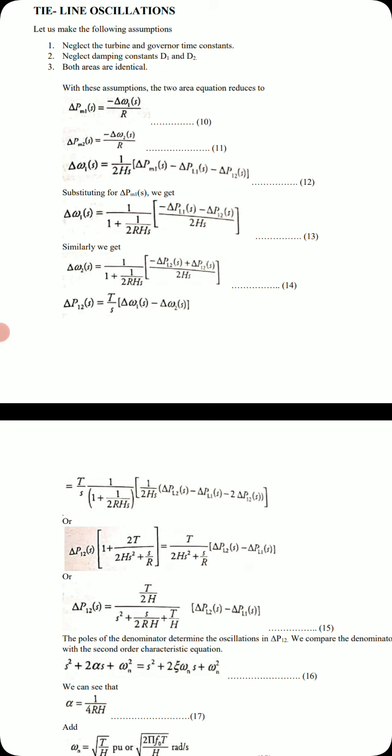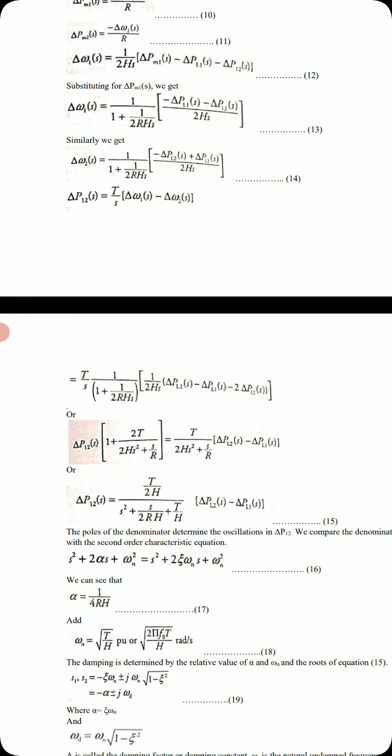Delta P12(s) is equal to T over 2H divided by s square plus s by 2RH plus T by H, which is multiplied by delta PL2(s) minus delta PL1(s). Equation 15 shows the simplified result. So the poles of the denominator determine the oscillation in delta P12. We compare the denominator with the standard second order characteristic equation.